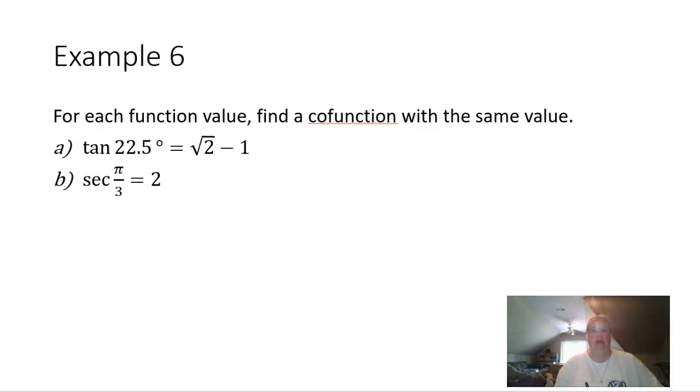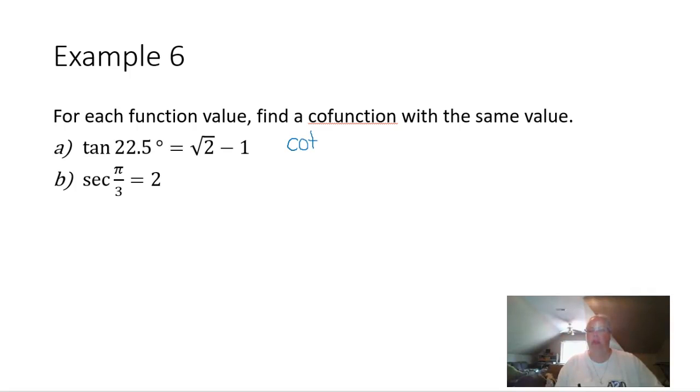Example 6. For each function value, find a cofunction with the same value. Okay, first one, the tangent of 22.5 degrees is equal to the square root of 2 minus 1. So we're going to keep this side. We're looking for the cofunction of this side right here. All right, the cofunction for the tangent is the cotangent.